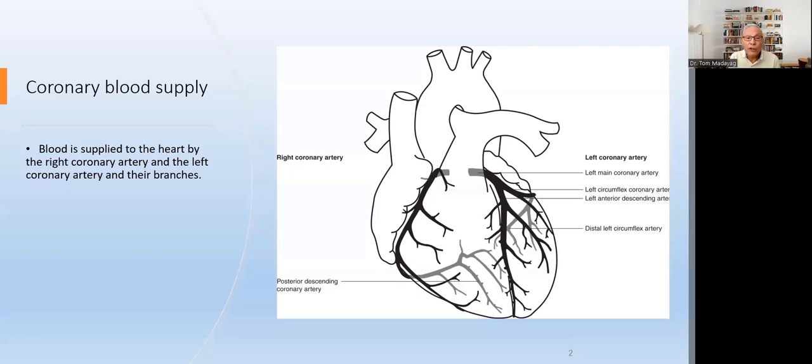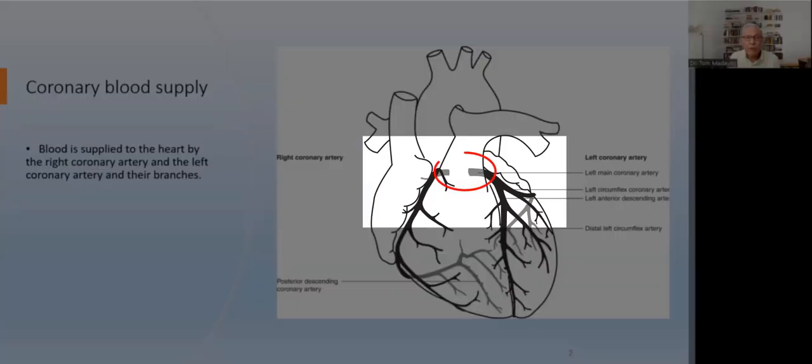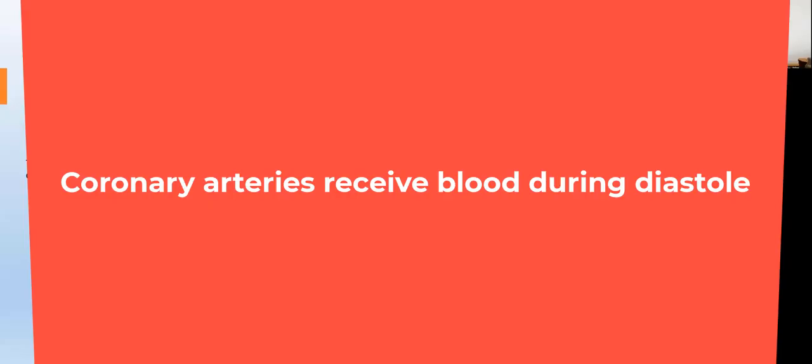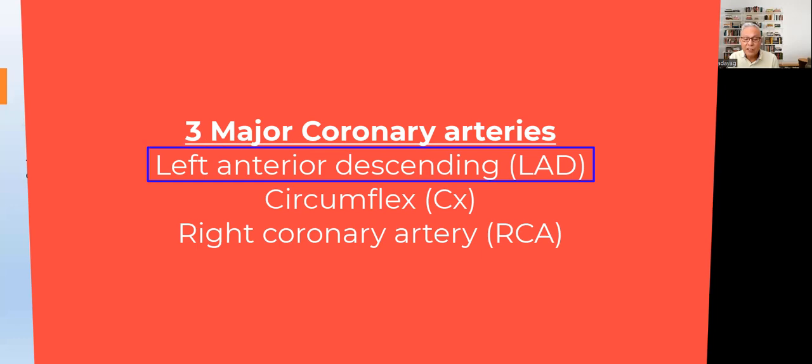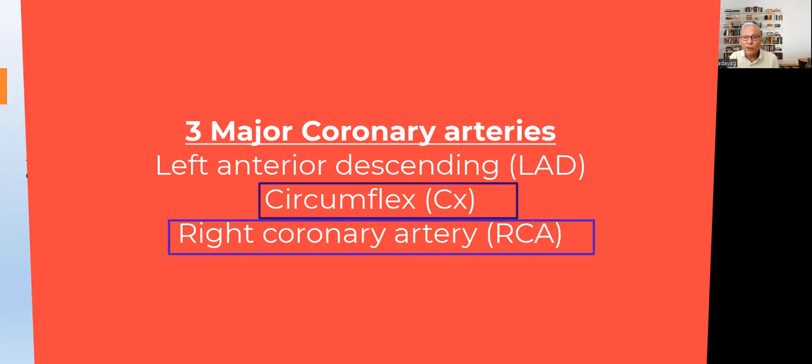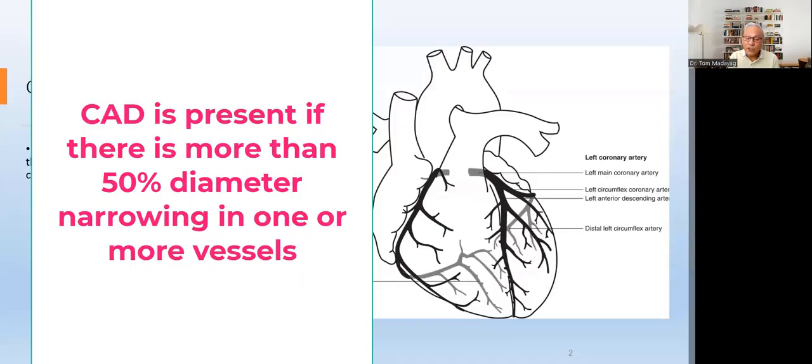The right and left coronary arteries are the very first branches off the base of the aorta. The openings of these vessels lie just beyond the cusps of the aortic valve. The three major coronary arteries include the left anterior descending artery, the circumflex artery, and the right coronary artery. A person is said to have coronary artery disease if there is more than 50% diameter narrowing or stenosis in one or more of these vessels.